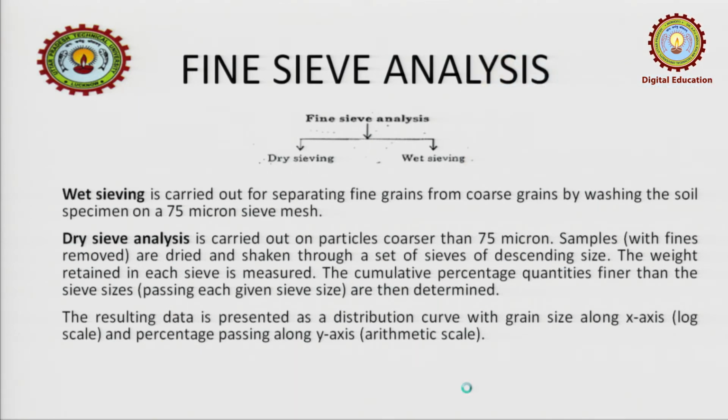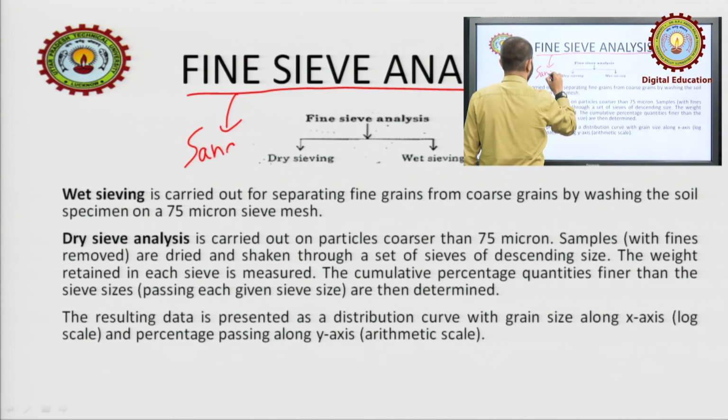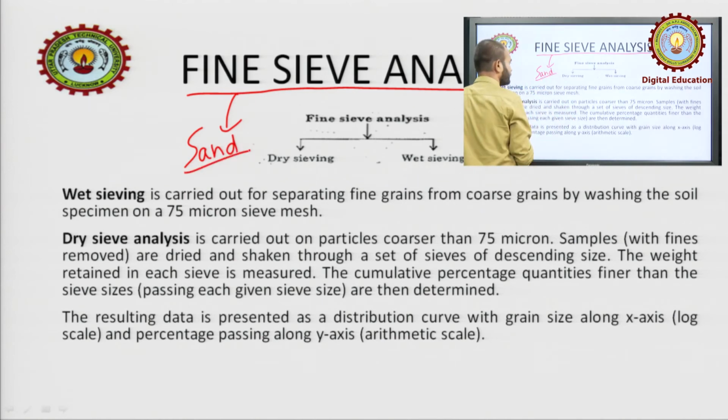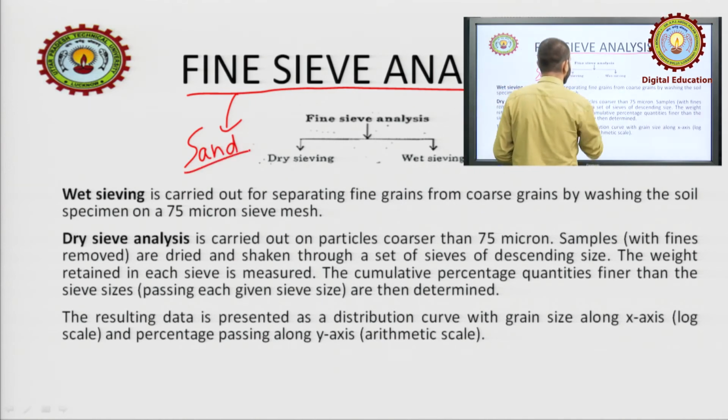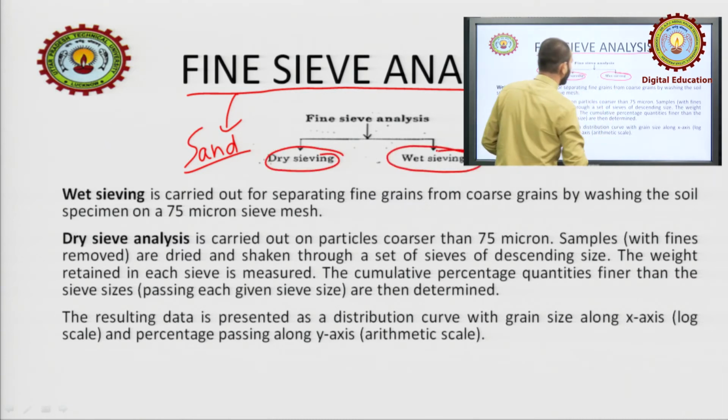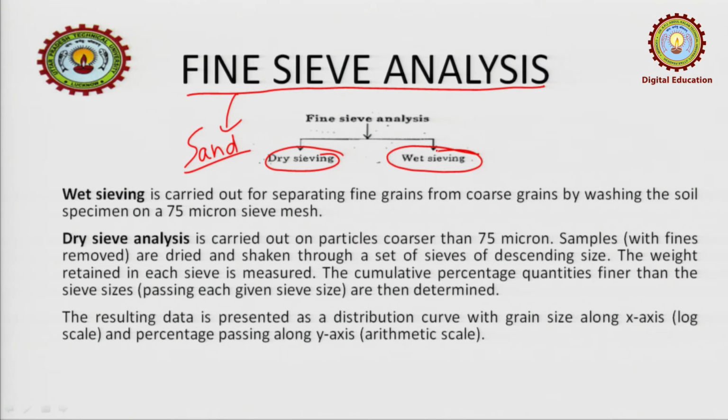Fine sieve analysis does not mean that we are going to fine grain. This is the fine sieve analysis of the coarse grain only. Now we will be tackling the sand. It has two parts, dry and wet. We have dry sieving and we have wet sieving.